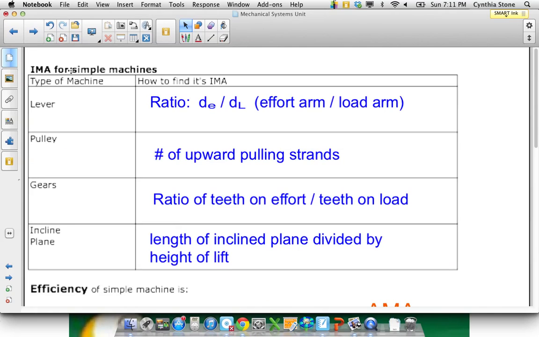mechanical advantage. So for a lever, you would divide your effort arm by your load arm. Remember, it says ratio, but a ratio is a divide, okay? So if you divided effort arm over load arm, that would tell you ideally how much mechanical advantage you get out of it. In a pulley, it's how many strands are pulling upwards on it, or holding upwards. That would be your mechanical advantage. So if you have 2 upward pulling strands, then you get an ideal mechanical advantage of 2.